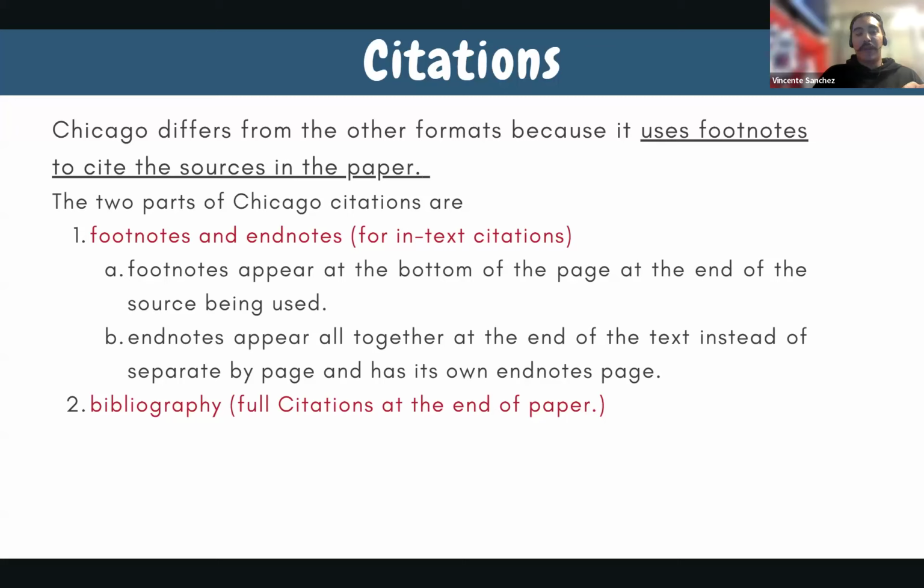The difference between a footnote and an endnote is that the endnotes are going to appear all together at the end of the text instead of being on every separate page, and it's going to have its own endnotes page. And then we also have our bibliography, which is going to be the full citations, and that's going to be at the end of the paper.